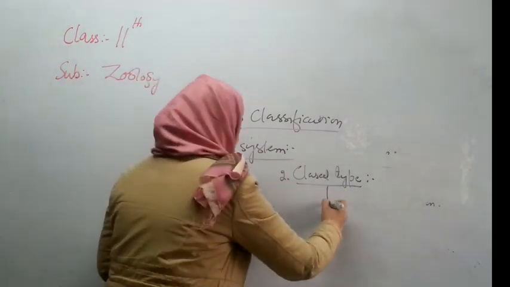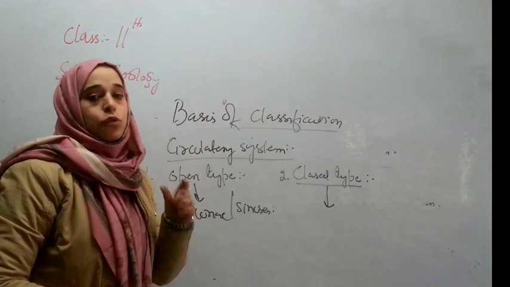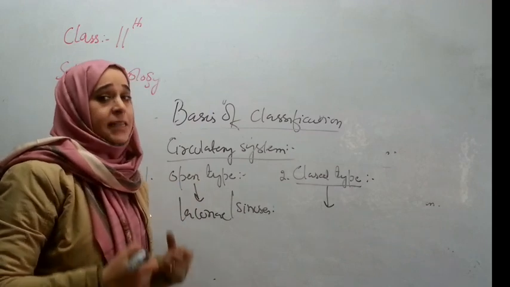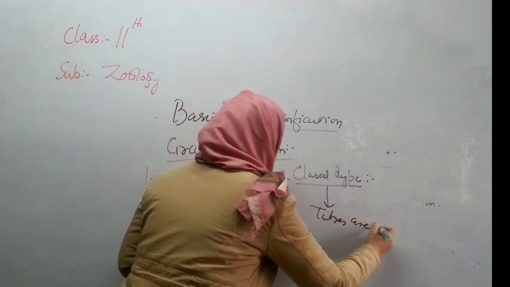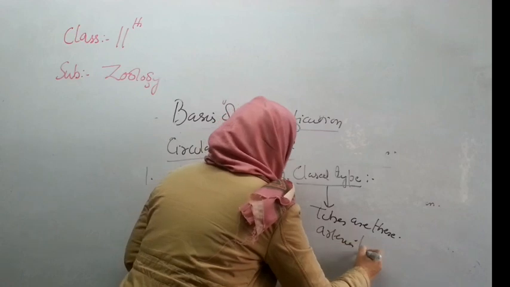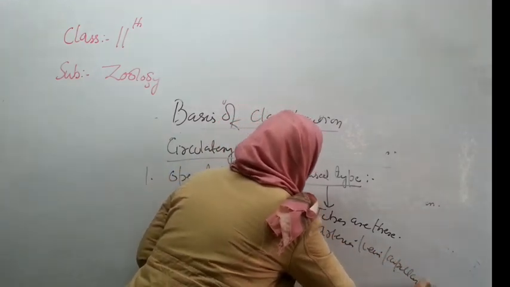And when you talk about the closed type, the name itself says that it is the system where the blood flows through specific tubes, and those tubes may be arteries, veins, and capillaries. The tubes are there, and they may be arteries, veins, and capillaries.